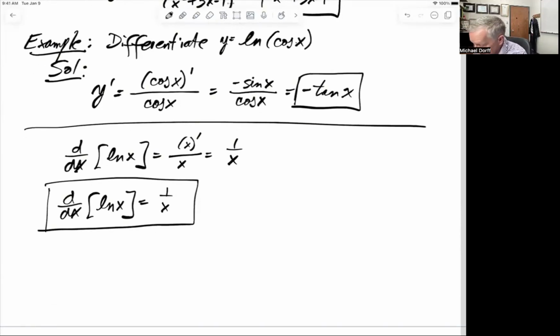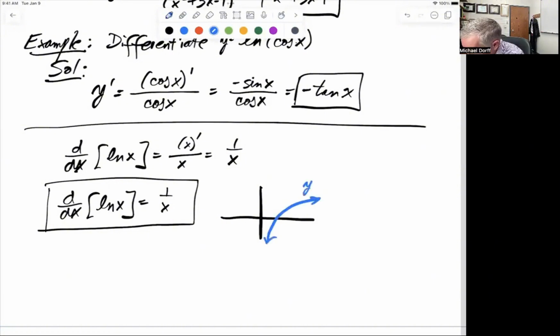And this makes sense if we look at the graphs of the functions. Remember that the graph of the natural log of x looks like this, y equals natural log of x. And now if I take the graph of its derivative, let's say y prime, without even knowing what the answer is, what do we do? Well, since we have a graph, we're going to take the slope of the tangent lines. So I take a point on the curve, there's my tangent line, there's another point on the curve, another point on the curve, another point on the curve.